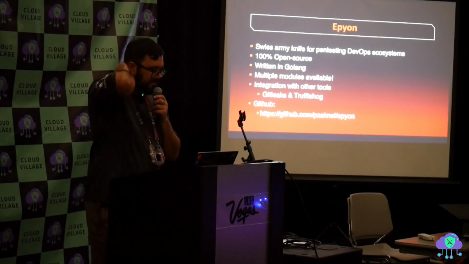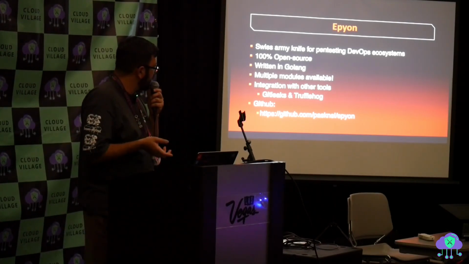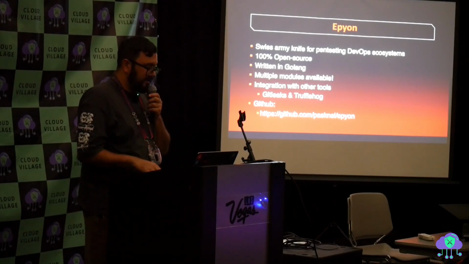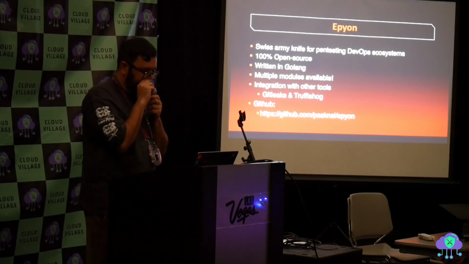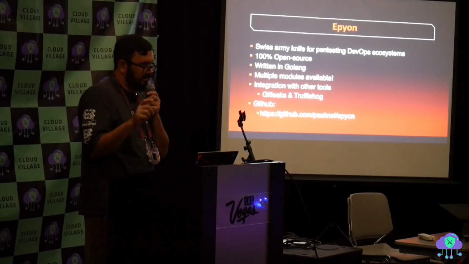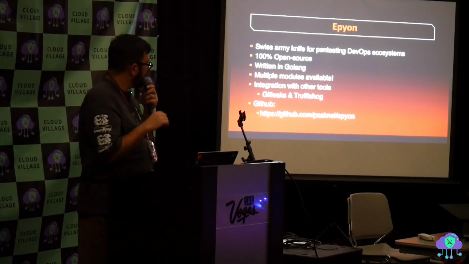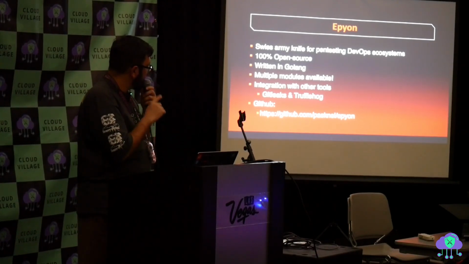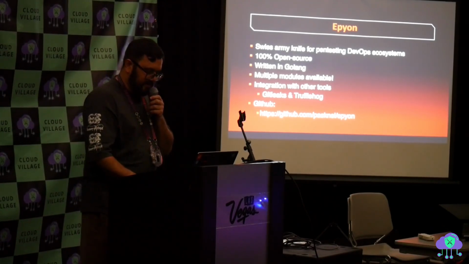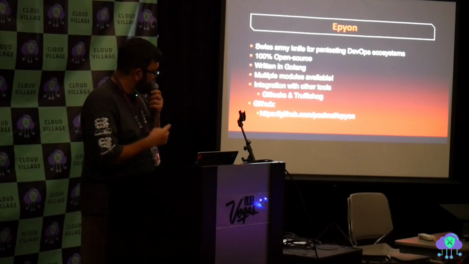Okay, so Epyon is a Swiss Army knife for pen testing DevOps. It's all open source. It's a Golang tool. Right now it has 10 different modules. Each module is for attacking a different type of DevOps system. It also has some integration with other tools like GitLab and TruffleHog. There's the address of my personal GitHub, where you can download Epyon.